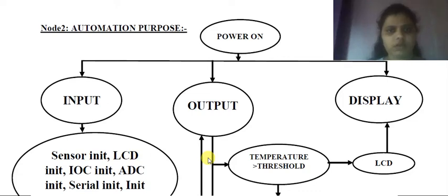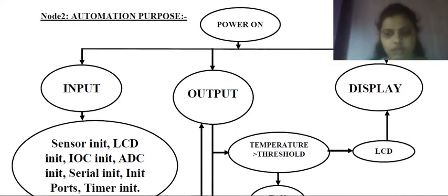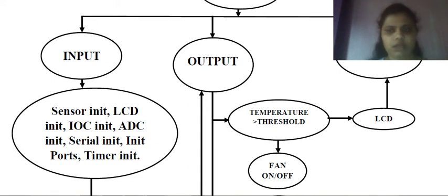So next is the process flow for the second node. As with node 1, there are also three sections after power on: input, output, and display. Inside the input section again, we have designed the same functions: sensor init, LCD init, IOC init, ADC init, etc.